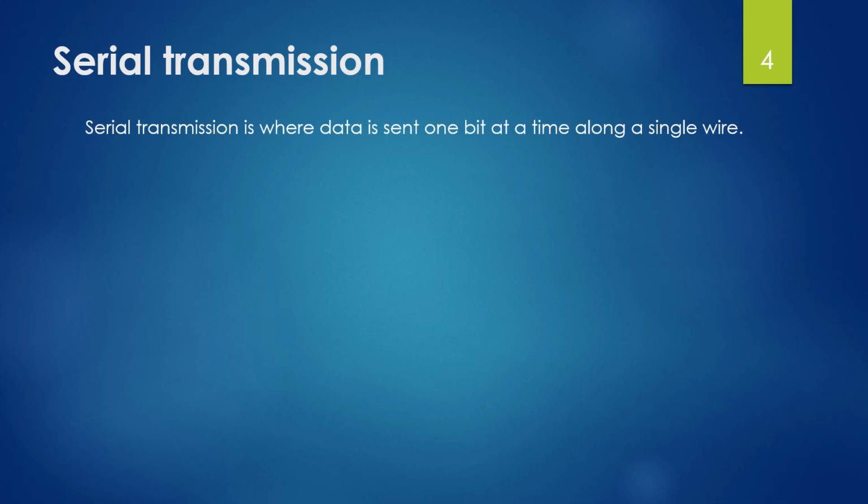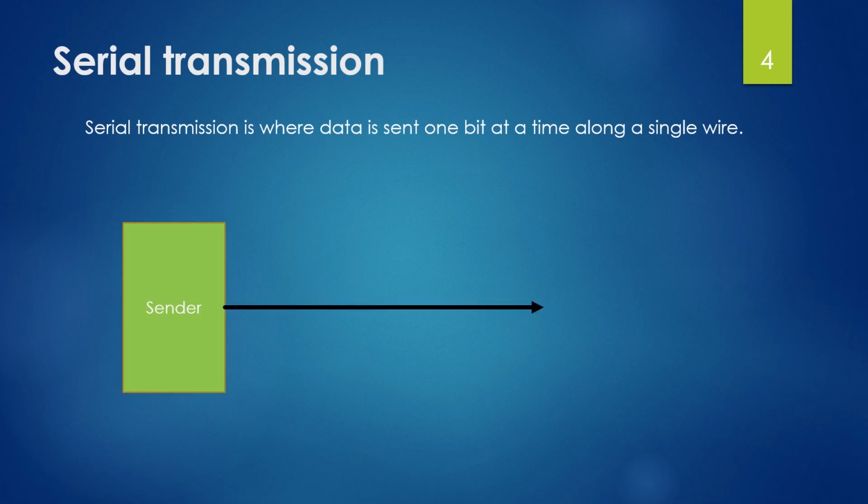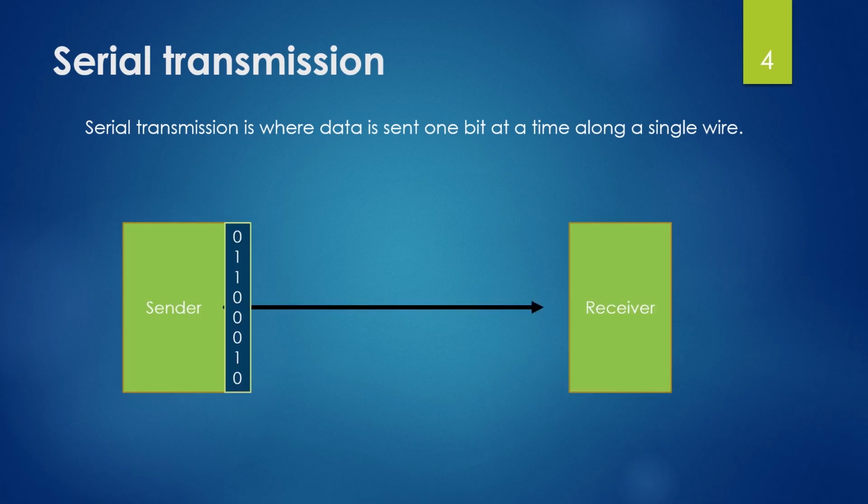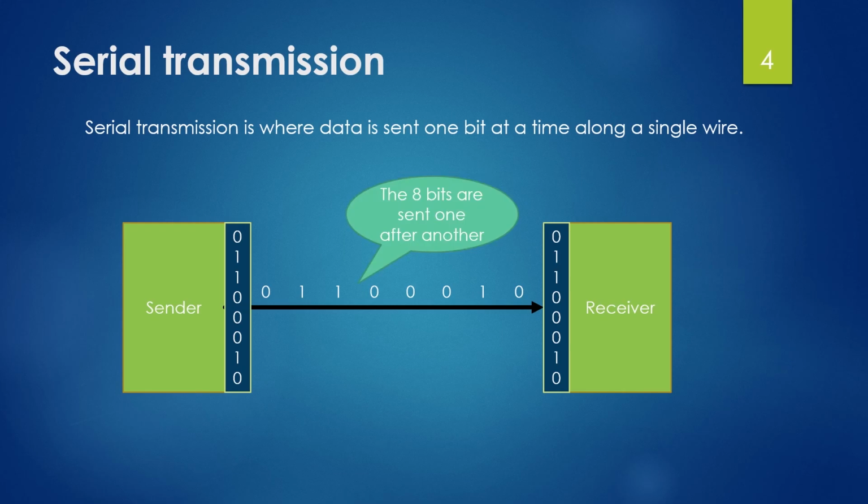Serial transmission is where data is sent one bit at a time along a single wire. So you have the sender and the receiver. As you can see, data is being sent from the sender to the receiver. So the 8 bits are sent one after another. As you can see, 0 will be sent, then 1 will be sent, then 0, 0, 0, 1, 1, 0. So one bit is sent, and after it has been received by the receiver, the sender will send the next bit.